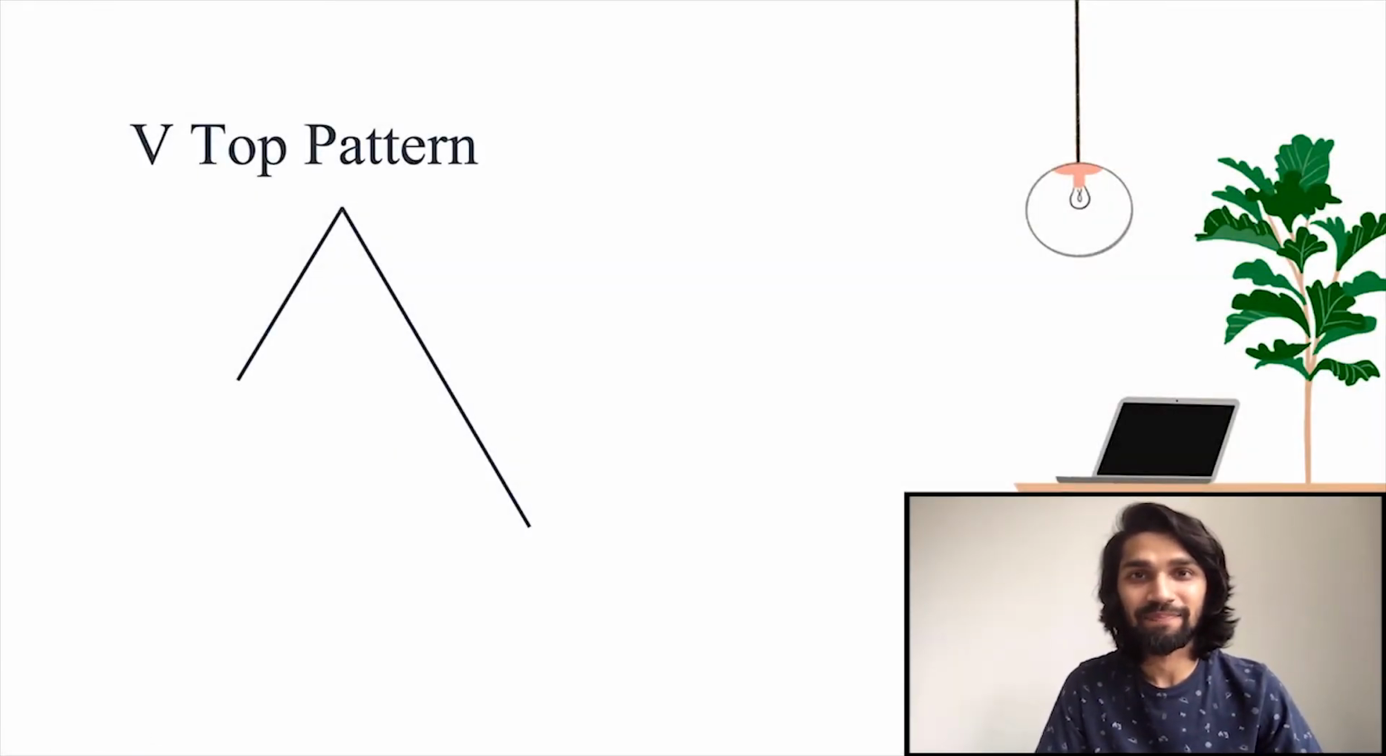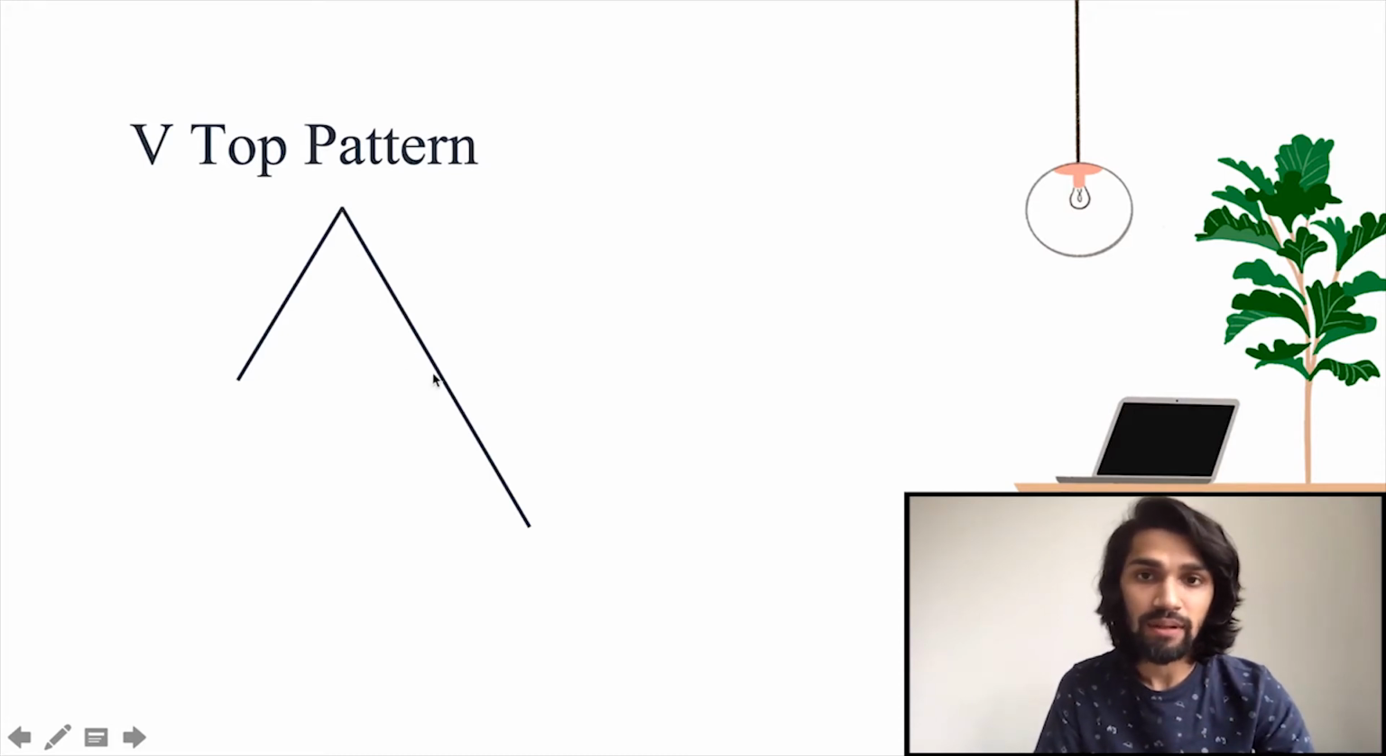Learning about price patterns. Let's jump into the next price pattern, which is the V-top pattern. The V-top pattern occurs when the price sharply moves up in one direction, that is upwards, and then sharply falls down in the downward direction. And then it breaks the neckline.